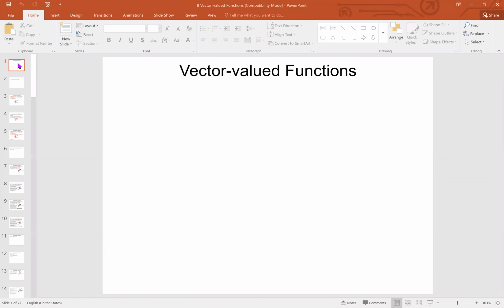Hello, everybody. This is Professor Ma, and this is the introduction to the section on vector valued functions. Vector valued functions are parametric functions.